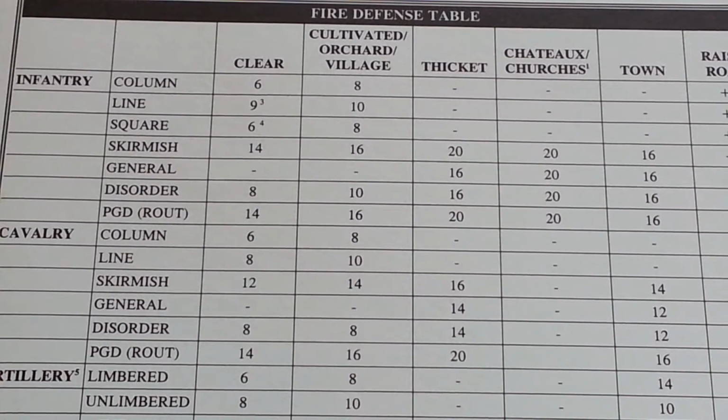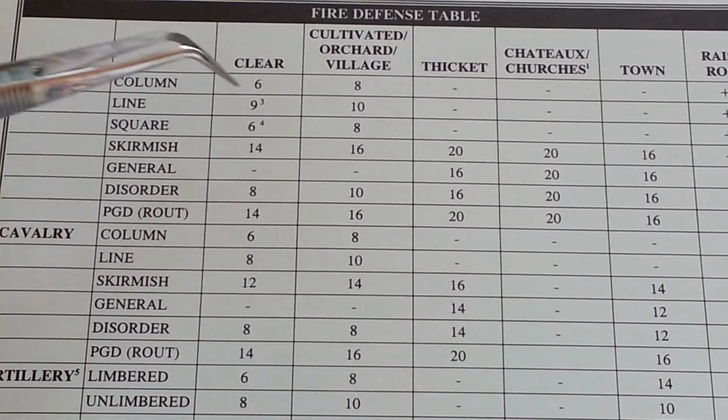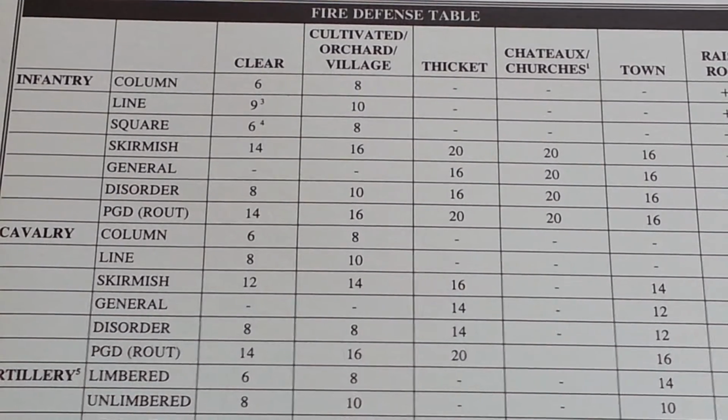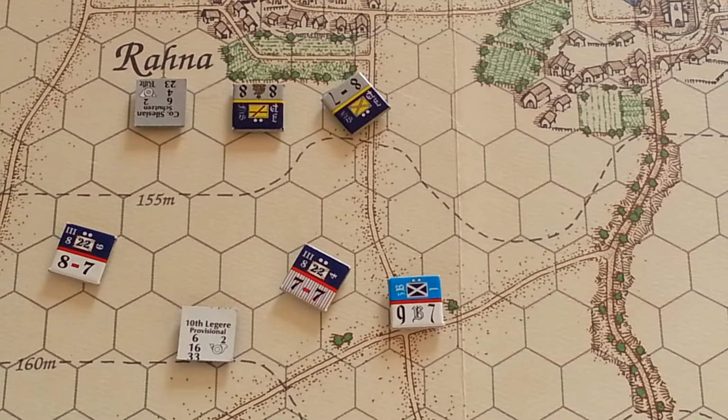This is the fire defense chart from Lutzen. We see the branch on the far left here, and the specific formation, and the terrain across the top. We just cross-index our formation with our branch and our terrain and get the value that is the defense factor for that particular target. Now let's look at each of these in a little more detail.